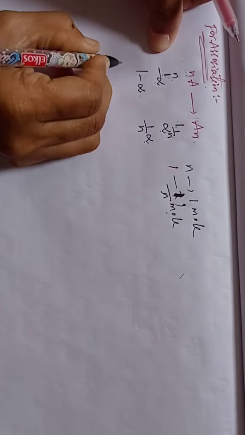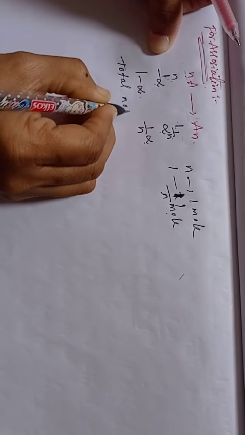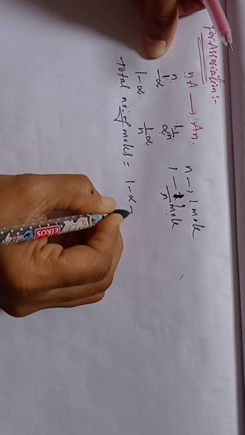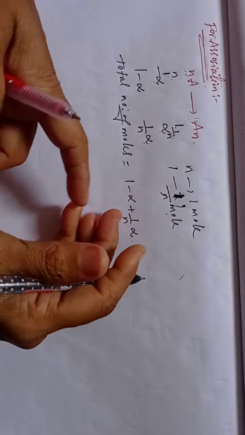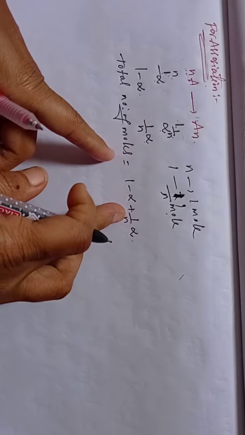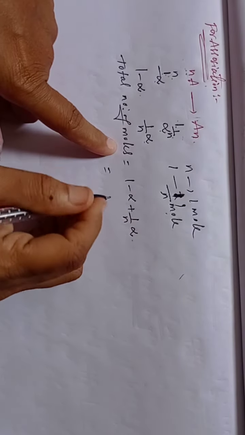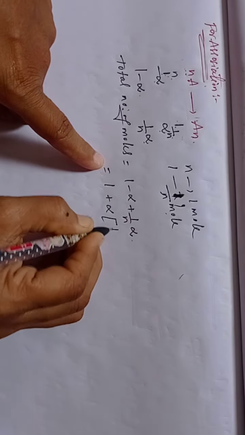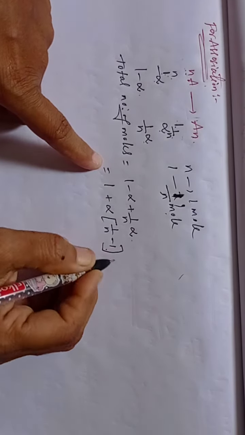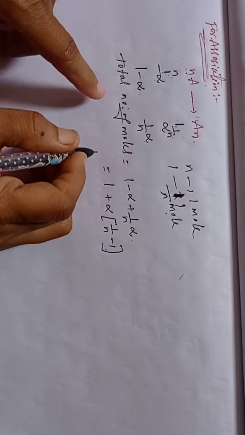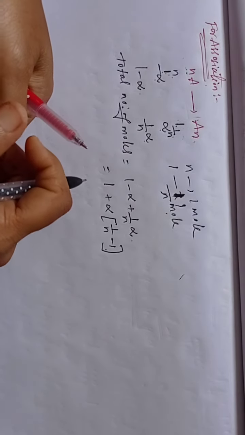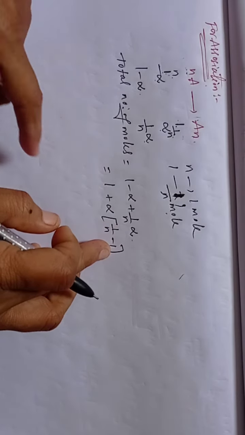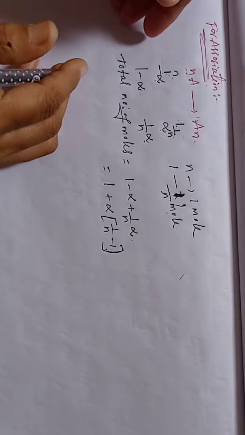Now calculate the total number of moles. Total number of moles is equal to 1 minus alpha plus 1 by n into alpha, correct? 1 minus alpha plus 1 by n into alpha. Then what can we write, students? 1 plus alpha, take common, 1 by n minus 1, correct? So this is the formula, students, for the total number of moles. So 1 plus alpha into 1 by n minus 1. So then what is the I, students?